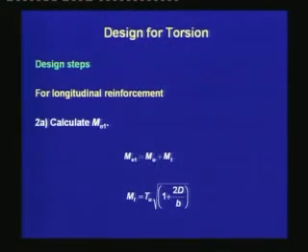The next step is to calculate the equivalent moment Me1. Me1 is equal to Mu plus Mt, where Mt is calculated from this expression: Mt is equal to Tu times (1 plus 2d divided by b). Mt is the equivalent flexural moment corresponding to the torsional moment Tu, and we add that to the flexural moment Mu to get the total equivalent moment at ultimate, which is represented as Me1.